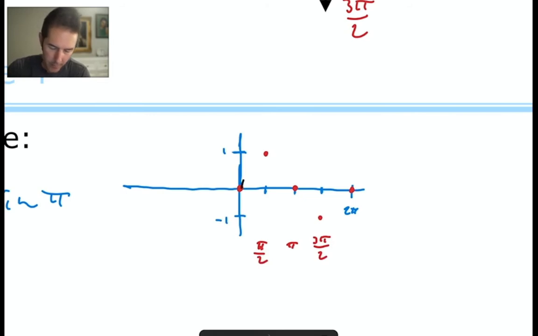So the graph of the sine function, at least part of it, ends up looking like this.